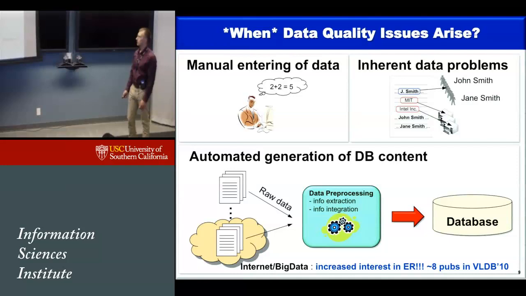It's the same for organizations. A very frequent case where you see entity resolution data quality issues is automated generation of database content, where you have lots of raw data and you're trying to create a single warehouse out of it. And there has been a tremendous increase in interest in entity resolution because of big data and because of lots of information collected from the internet.